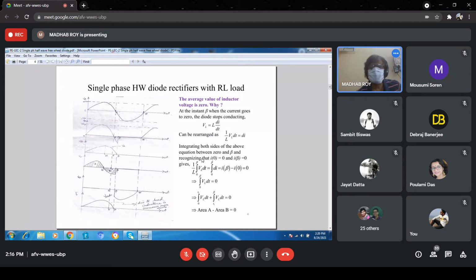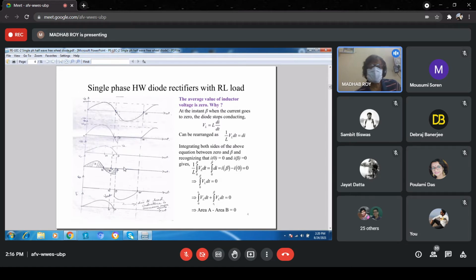Very simple calculation, and here we have seen what the action of the inductance is. Inductive voltage always depends on the rate of change of the current through it, that is L di/dt. Now if we rearrange this, then the integral of 1/L VL dt from 0 to beta is called the conduction period or current period, and the total current is di from 0 to beta. So here the current values are I beta and I 0.